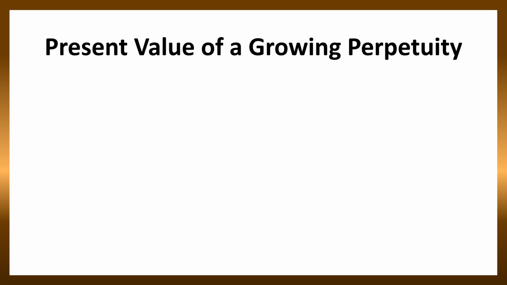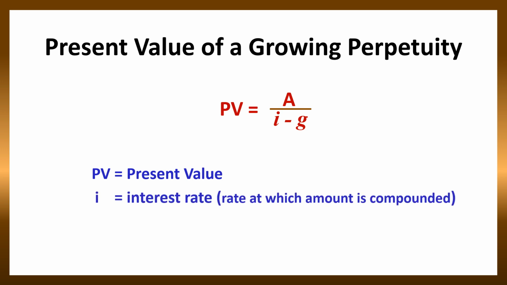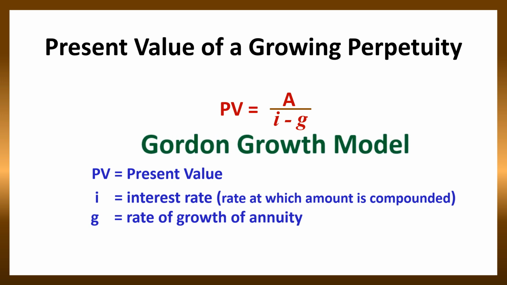Now the next situation is where this perpetuity is growing. When the perpetual annuity payment grows at a fixed rate, the value is theoretically determined by making a small difference in this formula. Hence, the formula becomes PV = A / (I - G). PV is the present value, I is the interest rate, G is the rate of growth of the annuity. And this formula is the well-known Gordon growth model used for stock valuation.